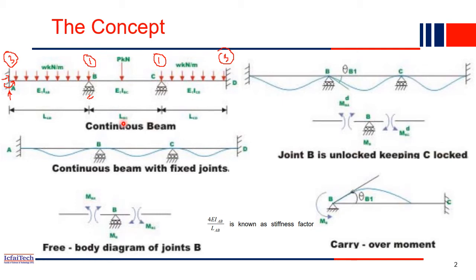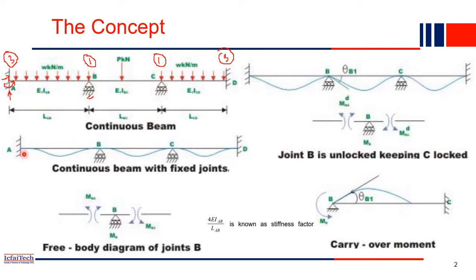Let's see the step-by-step procedure. The first step in this method is to fix all the supports. For example, this is the given beam. Here we have the left-hand support fixed, the right-hand support fixed, and the middle supports are actually roller supports. But in this method, we first have to fix all the joints in this structure. We have to lock all the joints first, irrespective of what they were originally. We have to lock all the supports.